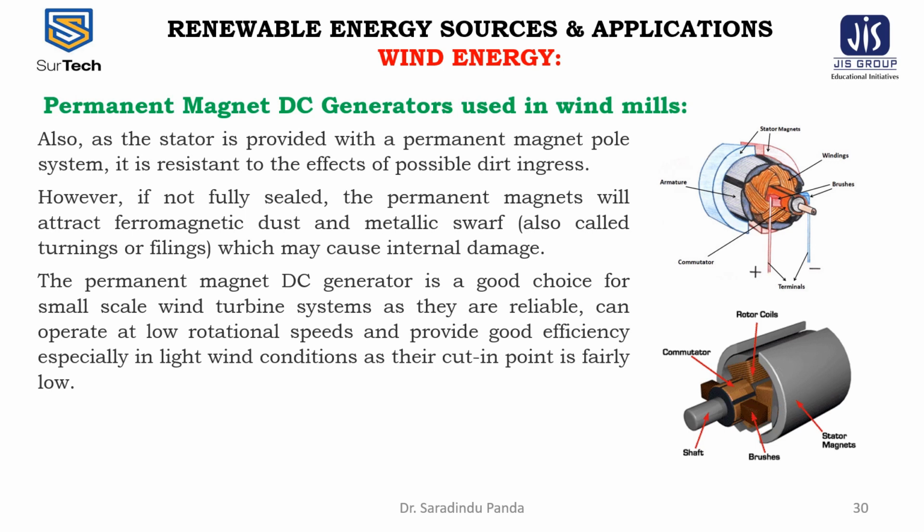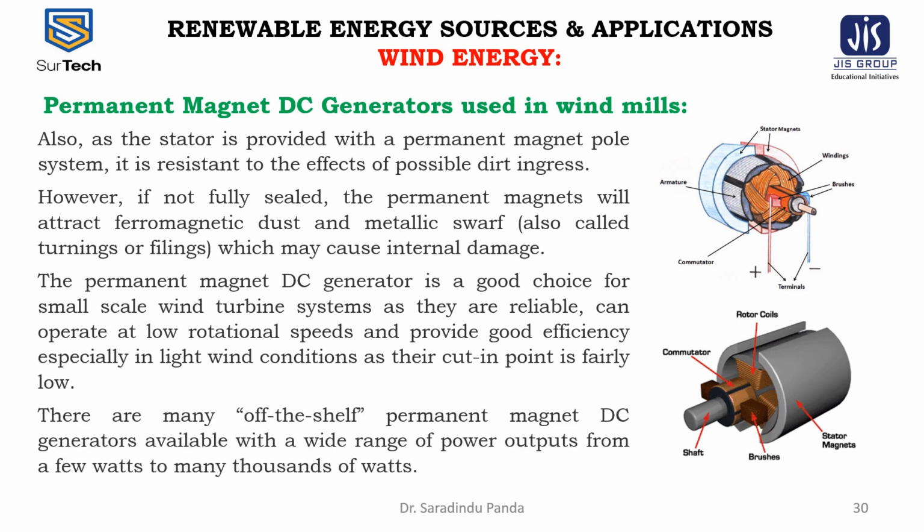So the permanent magnet DC generator is a good choice for small-scale wind turbine systems as they are reliable, can operate at low rotational speeds and provide good efficiency, especially in light wind conditions as their cut-in point is fairly low. There are many off-the-shelf permanent magnet DC generators available with a wide range of power outputs from a few watts to many of 1000 watts.